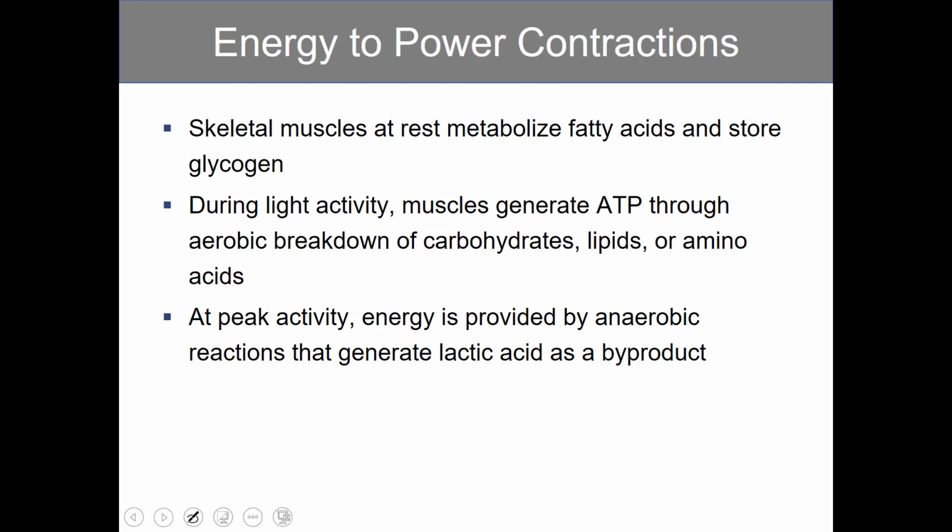In summary, skeletal muscles at rest metabolize fatty acids and store glycogen. During light activities, muscles generate ATP through aerobic metabolic breakdown of carbs, lipids, or amino acids. And during peak activity, energy is provided by anaerobic reactions within the cytoplasm that generates lactic acid as a byproduct.